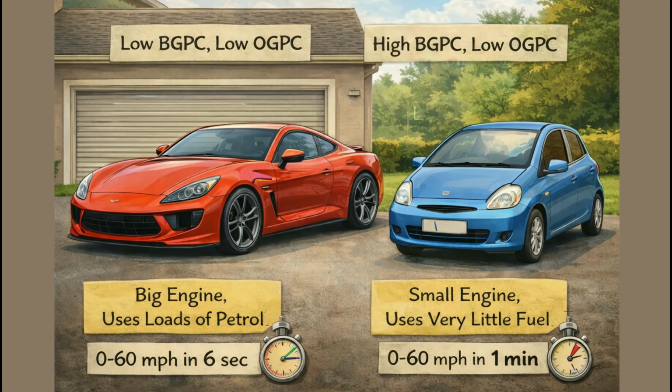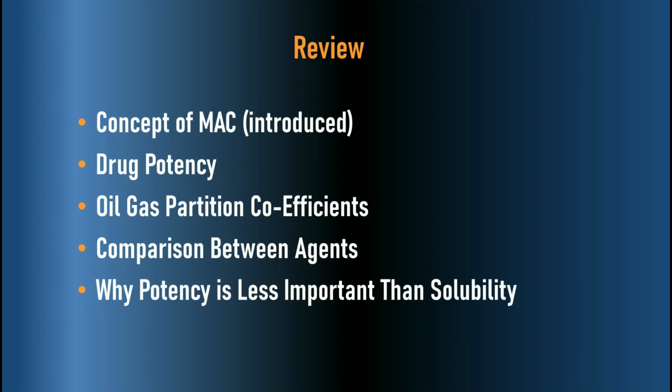Now let's review this tutorial. In this tutorial, I introduced the concept of MAC, minimal alveolar concentration. I discussed the relationship between drug potency and oil-gas partition coefficient, and we looked at different agents and their different oil-gas partition coefficients. The higher the oil-gas partition coefficient, the more lipid-soluble the drug, the lower the MAC. Finally, I explained why potency is much less important than solubility.